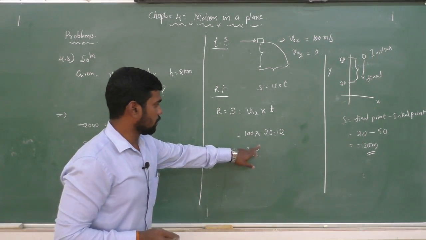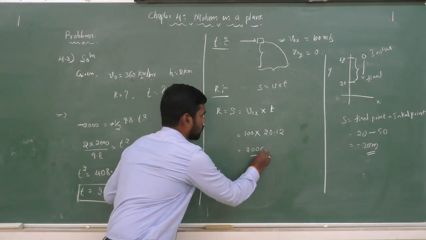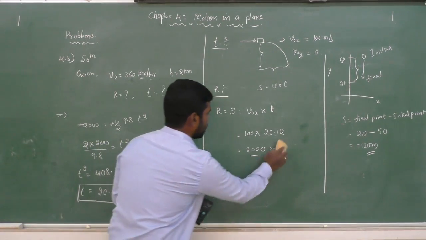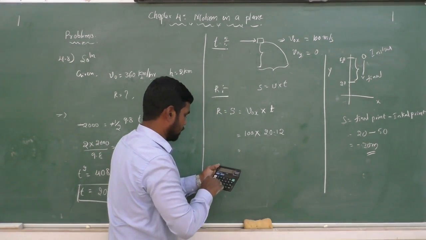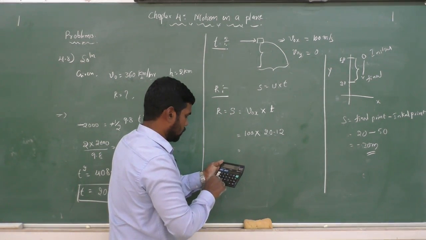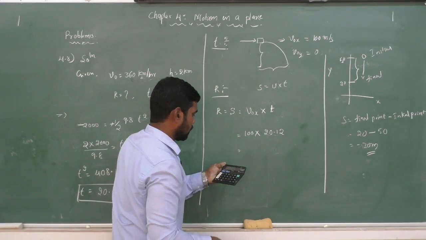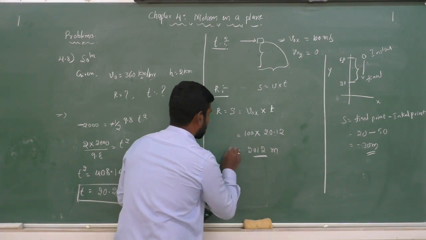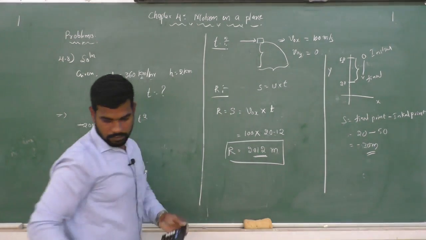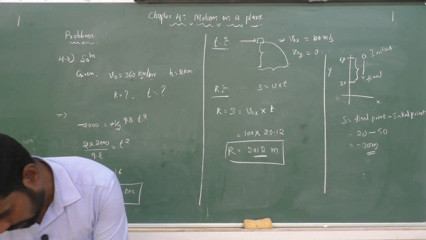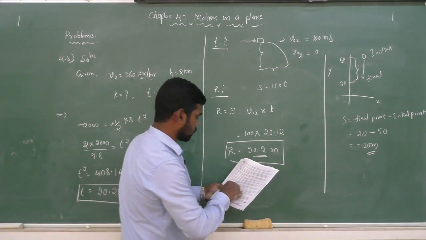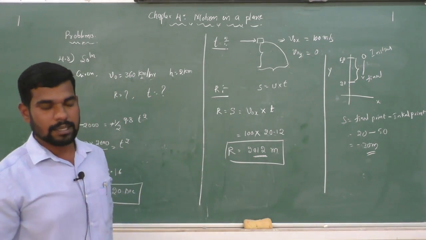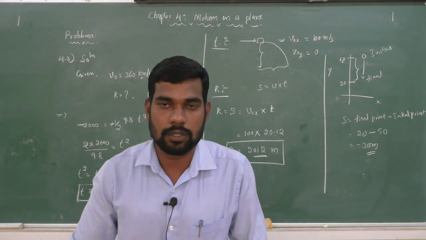How much is it here? 20 into 2000, 2000 meter. Okay, we'll multiply. 100 exactly, so 100 into 20.12 is 2012 meter. That is the R value. What is given here? 2000 meter. Almost this is the same. That is the horizontal range S, it is 2012 meter.